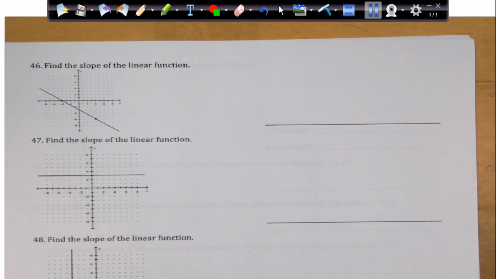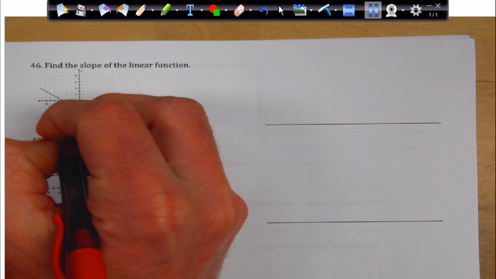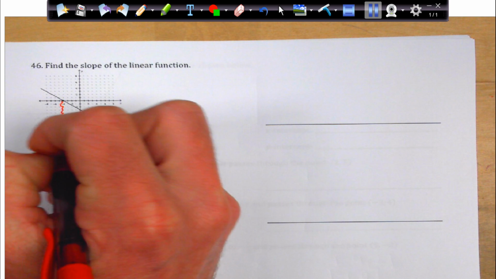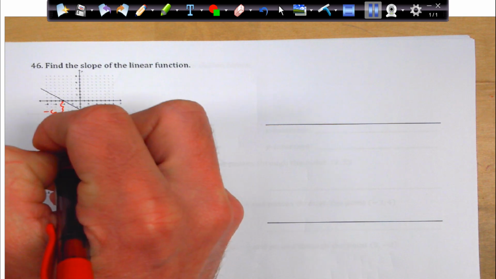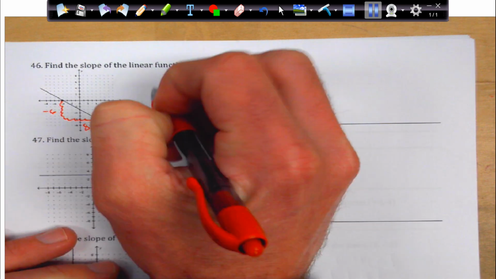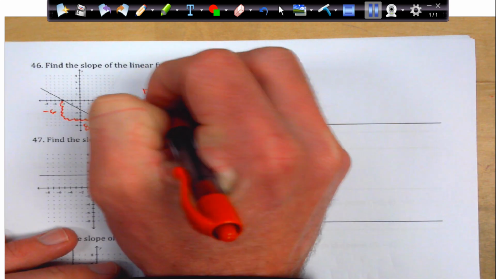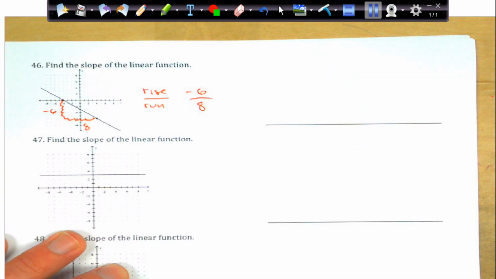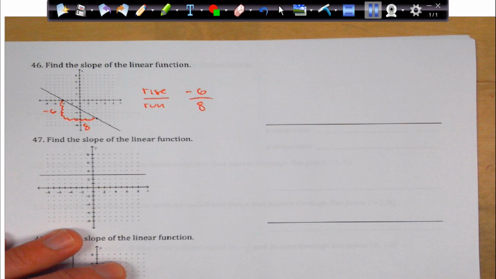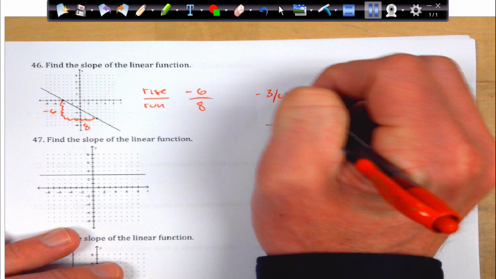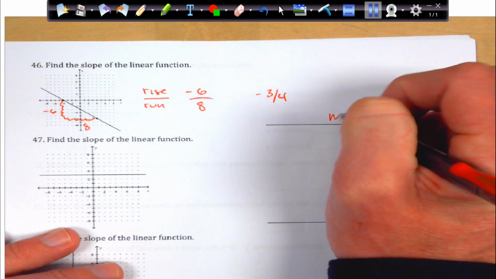Alright, find the slope of the linear function. So here again, rise over run, so we can just count. I can go down from this to negative 6, and then I go over from negative 4 to positive 4, 8. So if it was rise over run, I went down 6 and I ran 8. And then we can reduce that by dividing by 2, to get negative 3 over 4 as my slope.